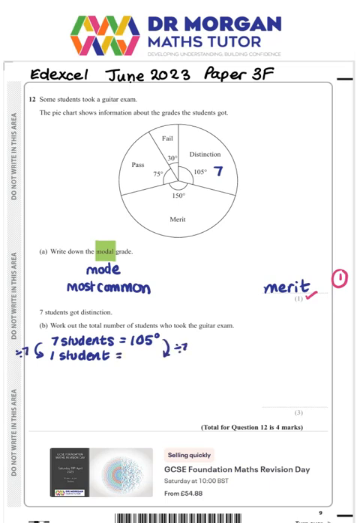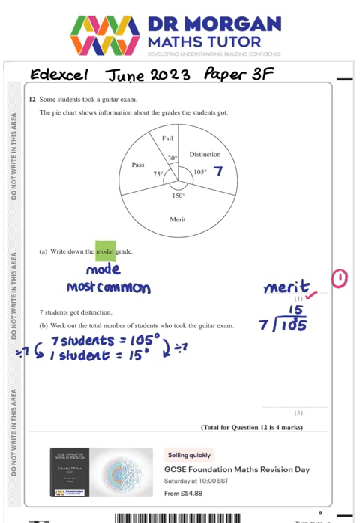Now, this is a calculator paper, but I don't have a calculator next to me. And I'm just going to do a little division of 105 divided by 7. 7 divides into 10 once, with 3 left over, and there are 5 7s in 35. So I think that 1 student is 15 degrees.